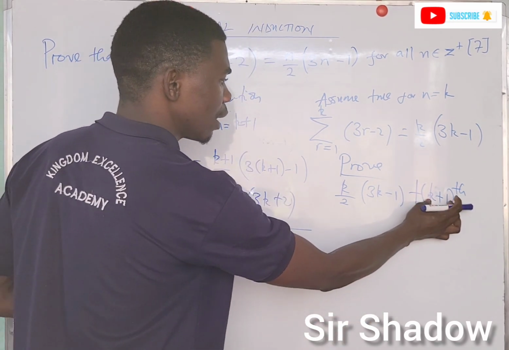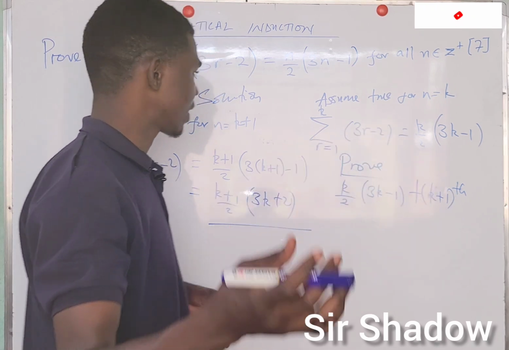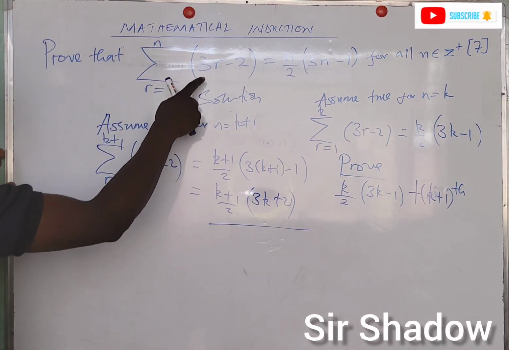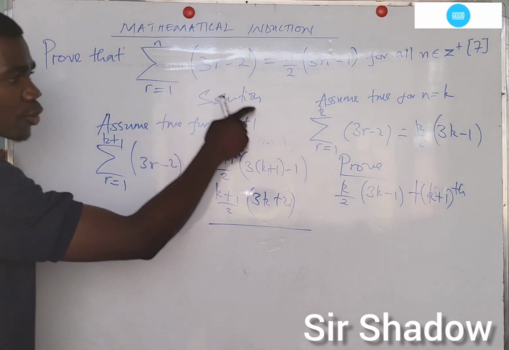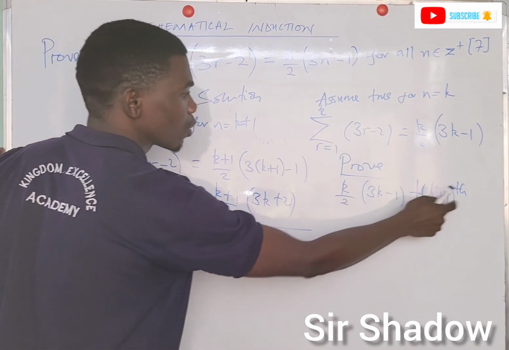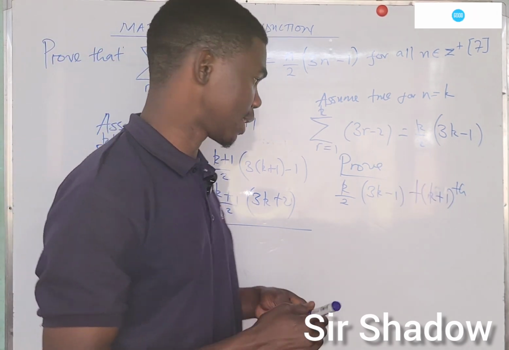So whenever you want to find what's your k plus 1 the term, just go back to your final question, then substitute here whenever r is equal to k plus 1 the term. So just substitute r by k plus 1. This is your k plus 1 the term.